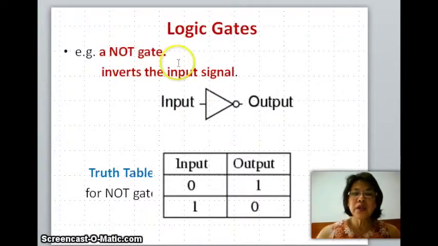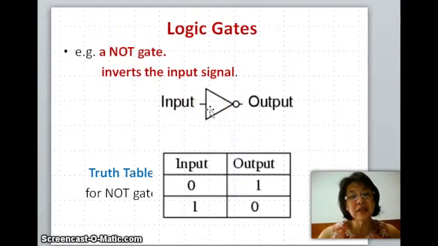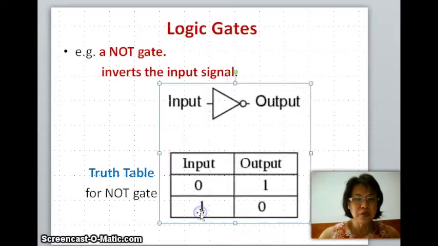Let's say the NOT gate. The NOT gate does what it says. It inverts the input signal. So if I have a high signal coming in, it changes it to a low voltage signal. If I have a low voltage signal coming in, then it changes it to a high output signal. So if the input is 0, then the NOT gate changes it to 1. And if the input is 1, the output becomes 0. And this little table here, strangely enough, is called the truth table.